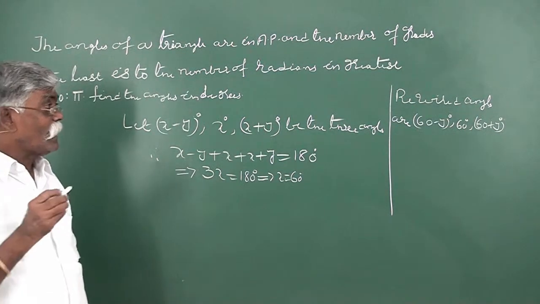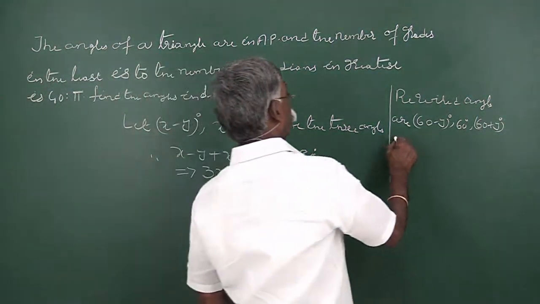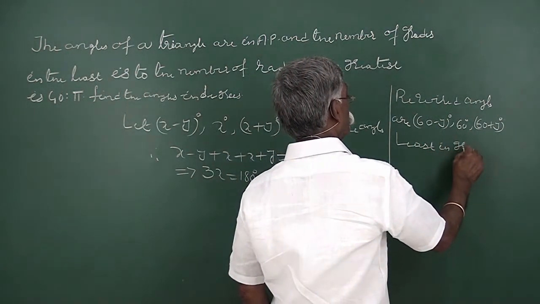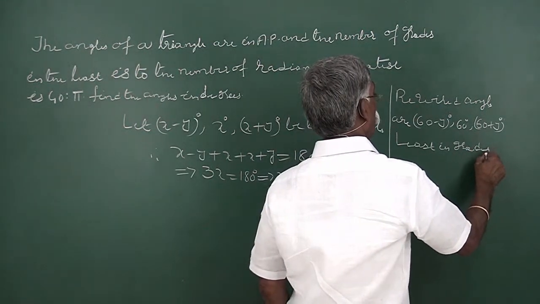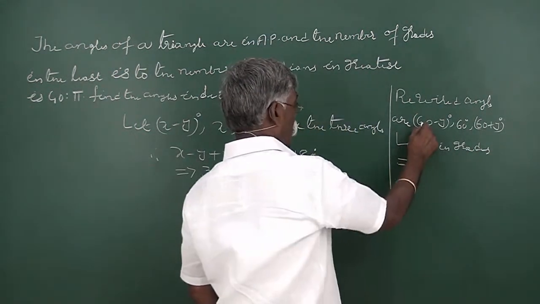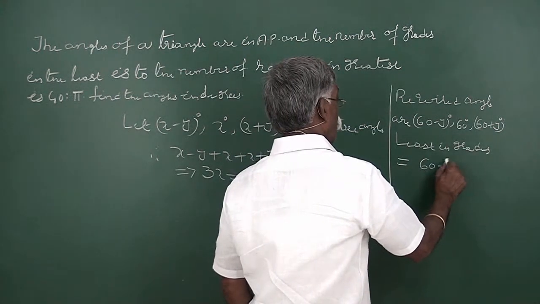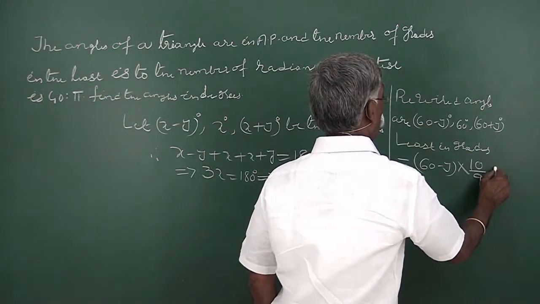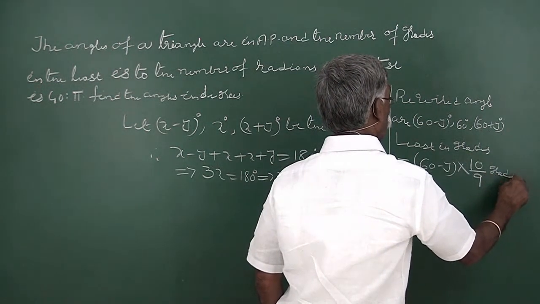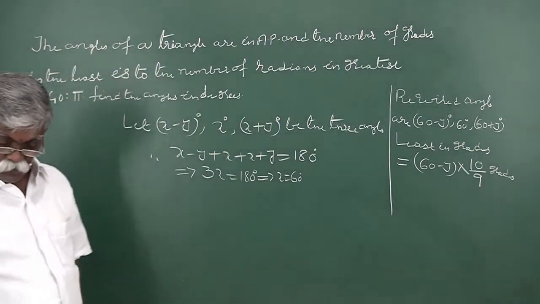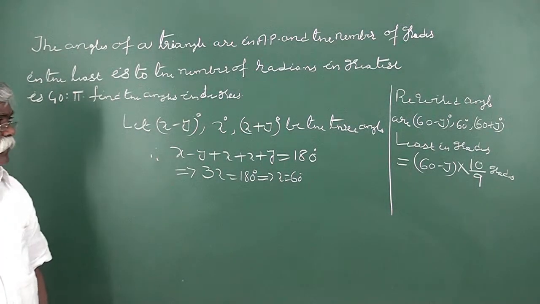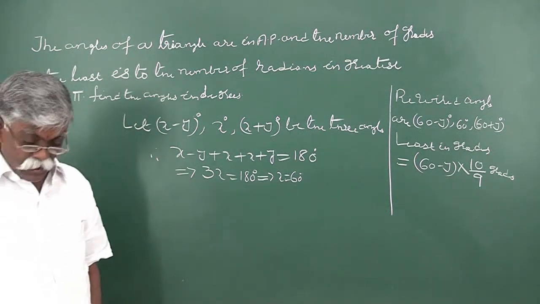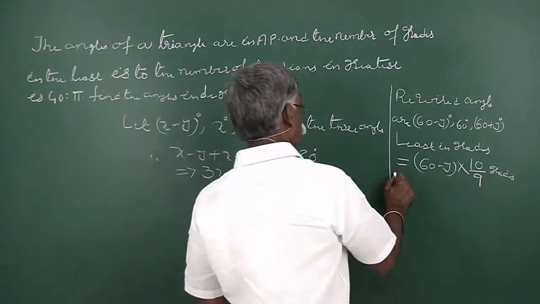Now the least in grades is equal to, the least angle is 60 minus y, and this we have to convert it into grades. So it is 10/9 grades. So therefore the least angle is 60 minus y into 10/9 grades, and now the highest in radians.